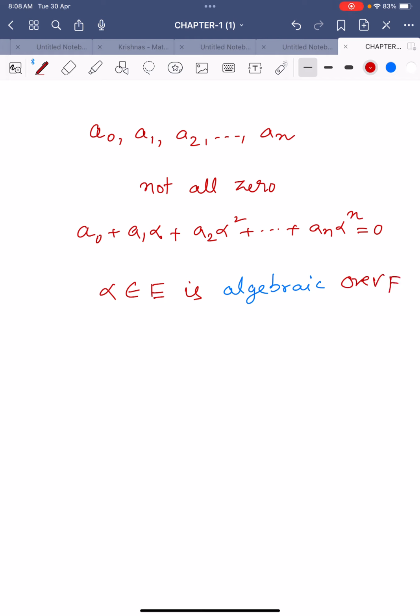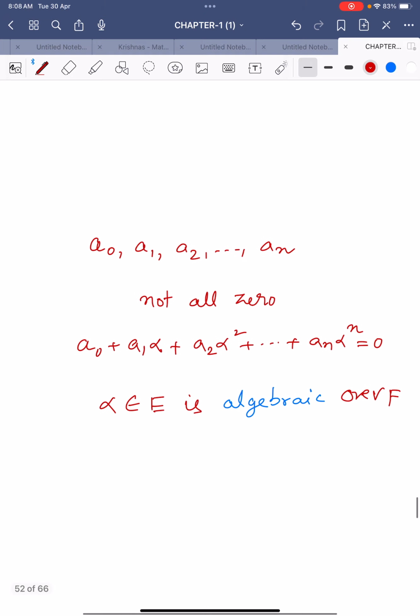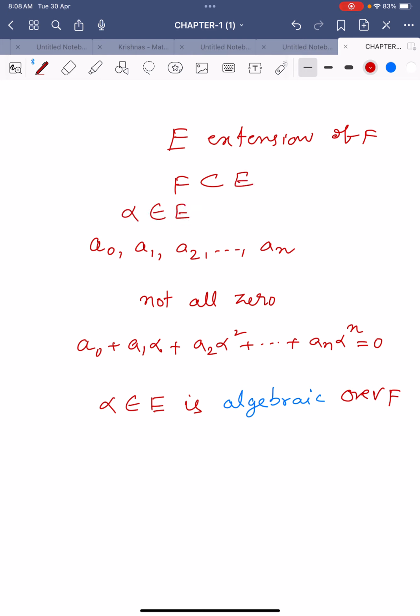That's it. So remember that here capital E is an extension field. Capital E is an extension of capital F. It means F is a subset of E. And the element alpha belongs to E and is said to be algebraic over capital F if there exist a0, a1, a2 and so on an that belong to the field capital F, but remember that they are not all 0, such that they satisfy this condition.